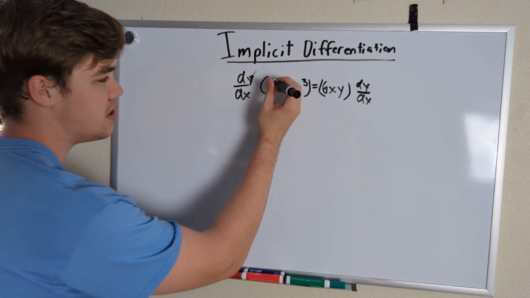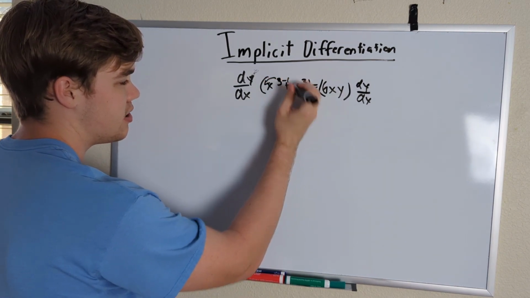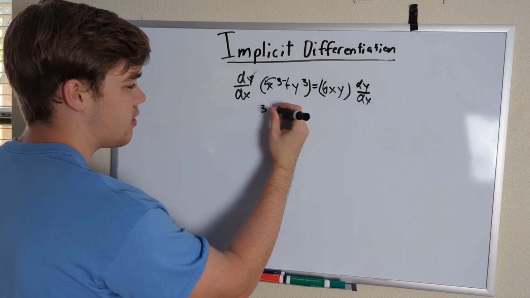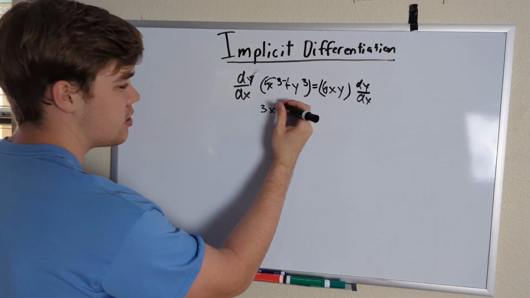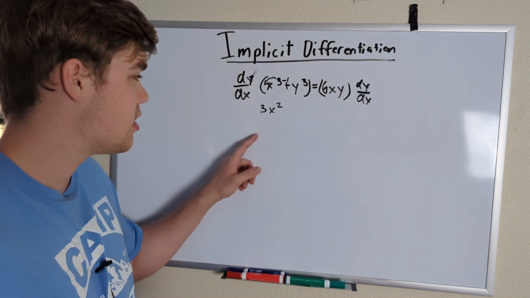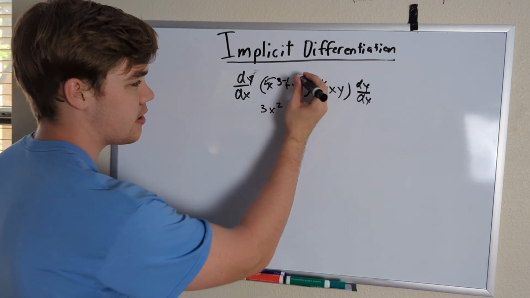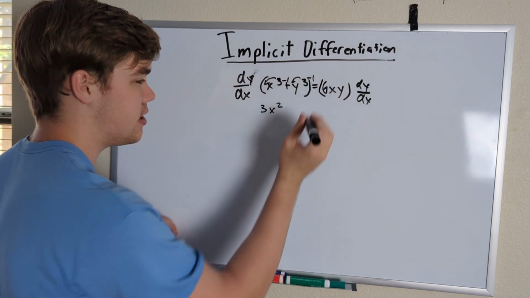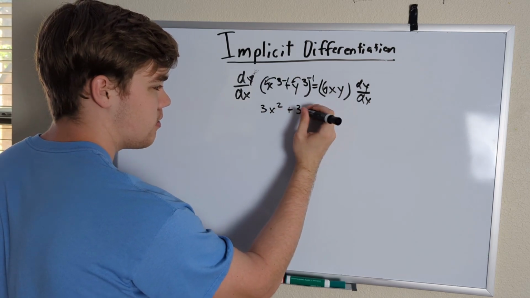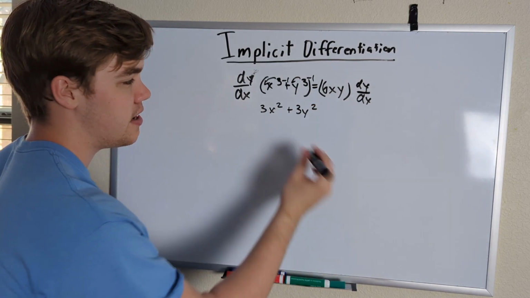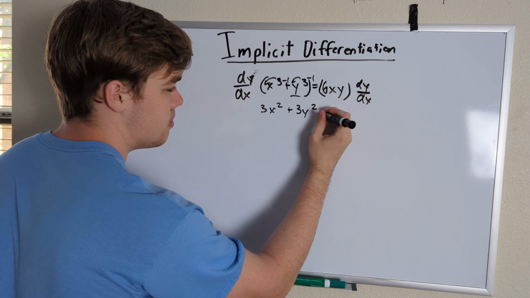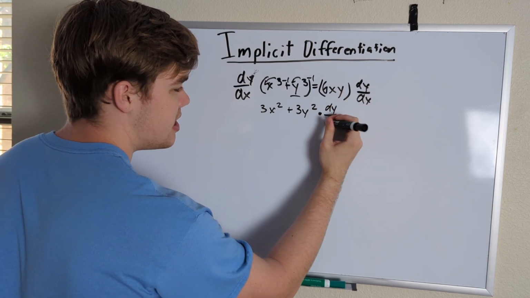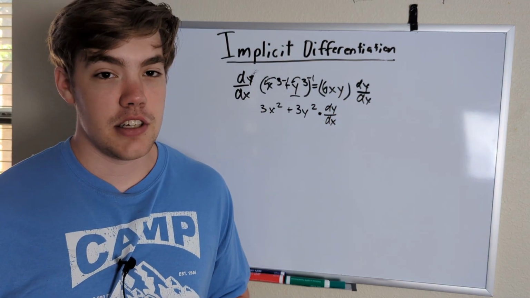Just like before, we can just use the power rule to find the derivative of x cubed. So we bring our 3 down to the front times x. 3 minus 1 is 2, so our new power is 2. So the derivative is 3x squared. We do the same thing for y. We bring this 3 down to the front and subtract 1. So this is now 3y squared, but because there's a y variable here, we do have to multiply by dy/dx.